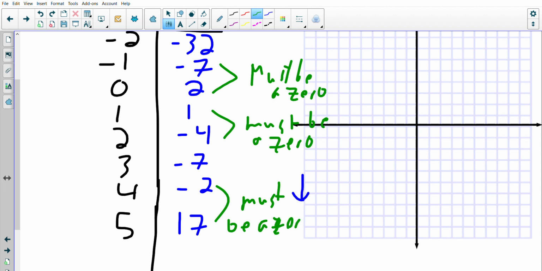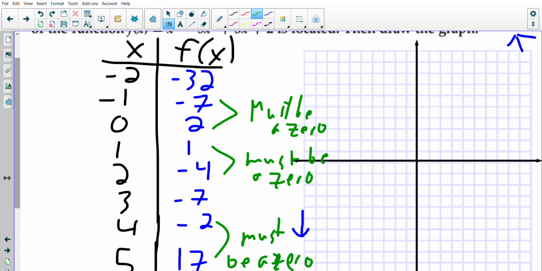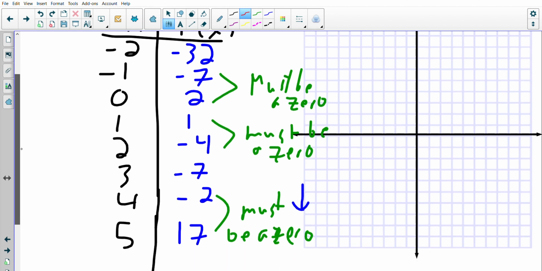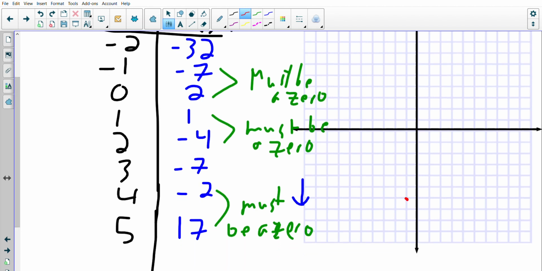So that's what we're looking for. Now I'm just going to graph these real quick. I can't graph all of them, so I'm going to graph the main ones. So if I go -1, -7, 0, 2, then 1, 1, 2, -4, 3, -7, 4, -2, and 5, 17.